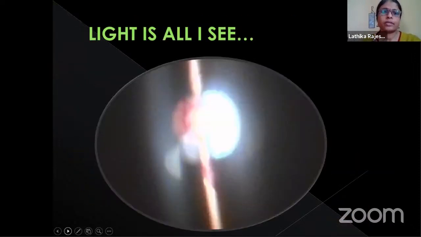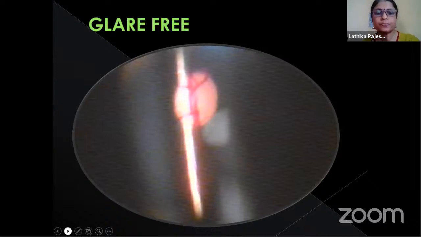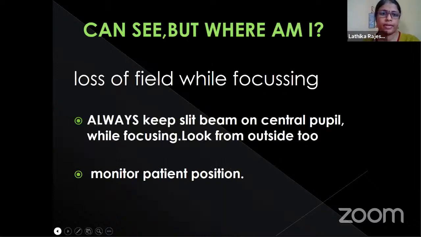Next, sir. Now, "all I see is light" is what a PG usually experiences, the glare. There are too many reflexes. So what can you do to reduce reflexes? Some tips would be, one is to decrease your intensity of illumination if you are having too much light. Tilt your lens a bit. You can try decreasing the beam width, and you can shift the illumination arm slightly off center. So all these things can give you a better image like this. Next. So this is how you have reduced the glare in the same patient.